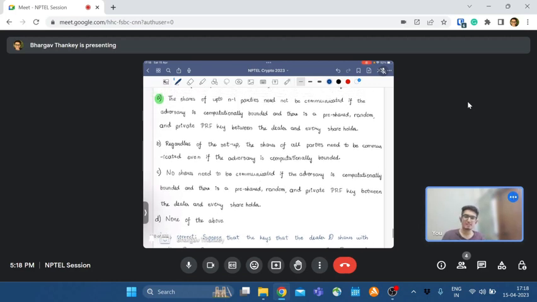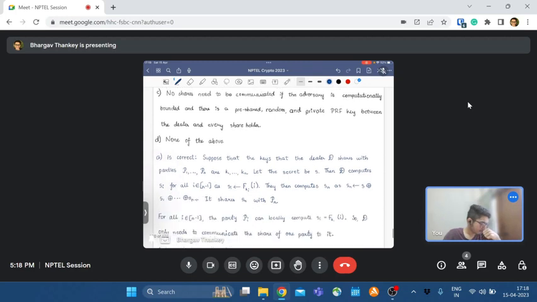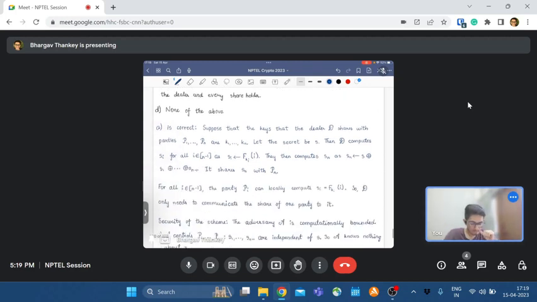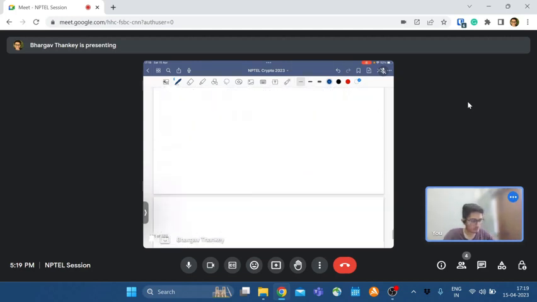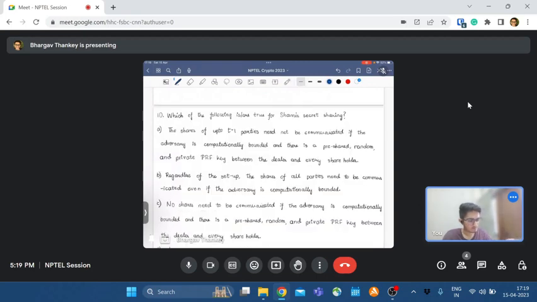So is this fine? Yeah, if you have any question, ask now because the next problem is similar. If this is fine, let's move to the next problem. Okay. So the next problem is similar but for Shamir secret sharing. Which of the following is or are true for Shamir secret sharing?